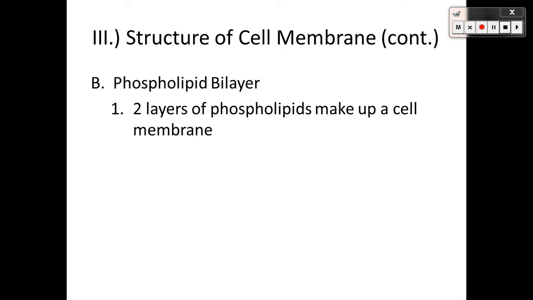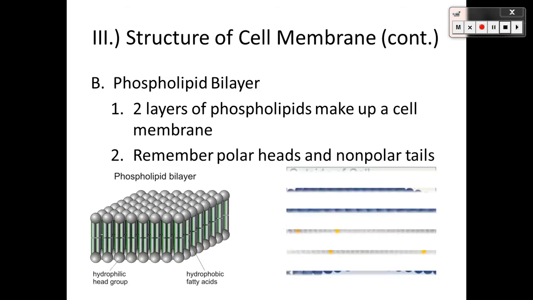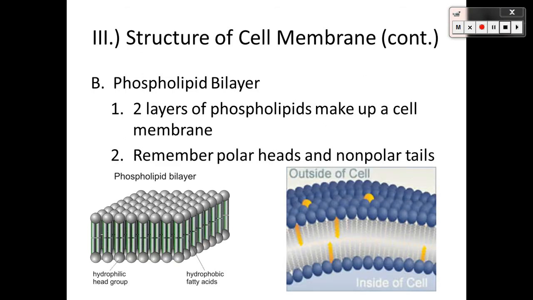So let's see kind of how this will look. We say what happens is when these phospholipids come together, I told you they make a phospholipid bilayer, right? Bi means two, so there's two layers of phospholipids that make up that cell membrane. And this is kind of what it looks like.